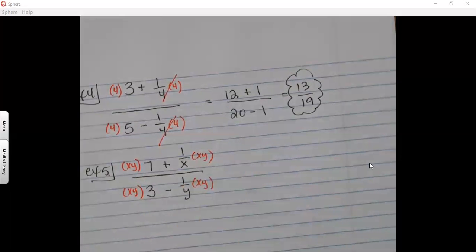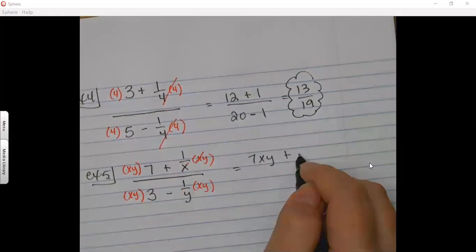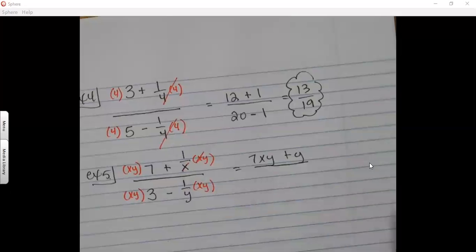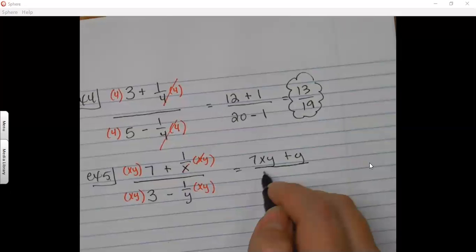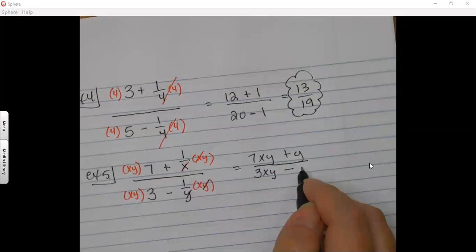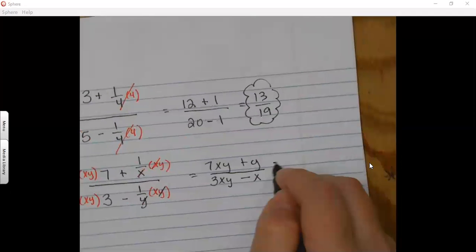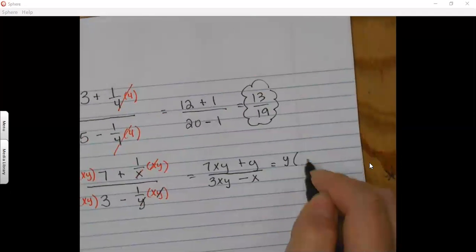So top left, xy times 7 is 7xy plus, let's see, those x's are going to cancel each other out, right? 1 times y is y, all over 3 times xy is 3xy minus, those y's will cancel, and 1 times x is x. So we could leave it like that, or I do notice my numerator has a GCF of what? y. So if I factor that out, I have y times open parentheses 7x plus 1.